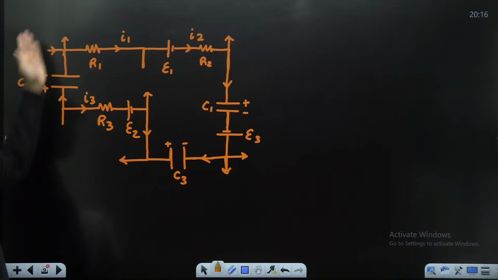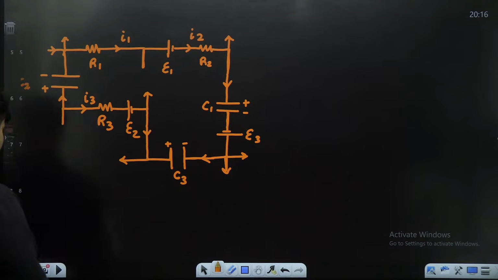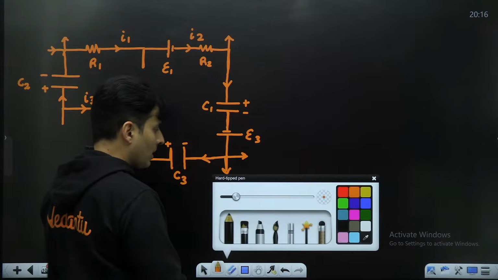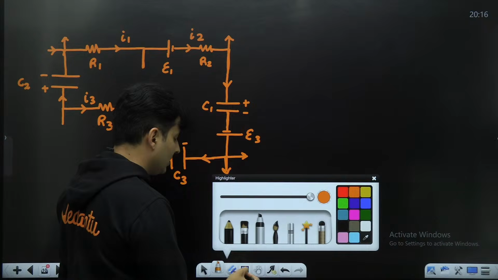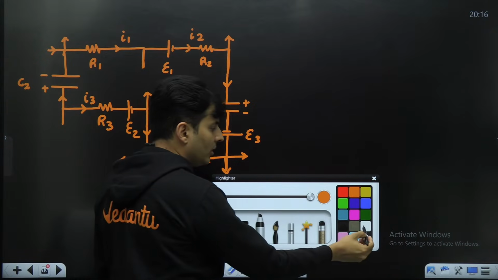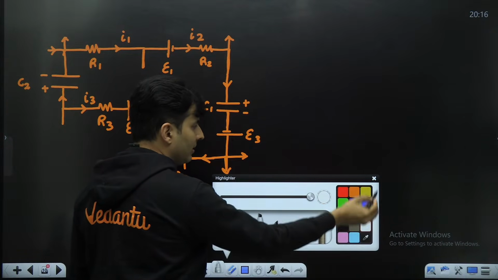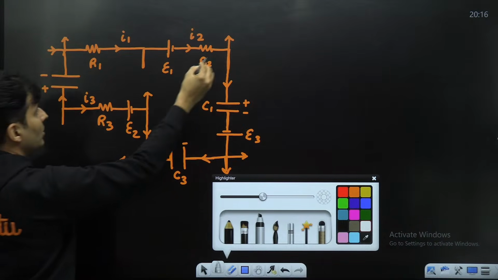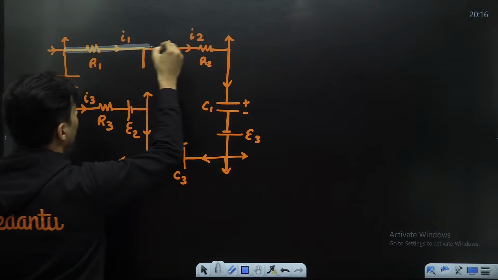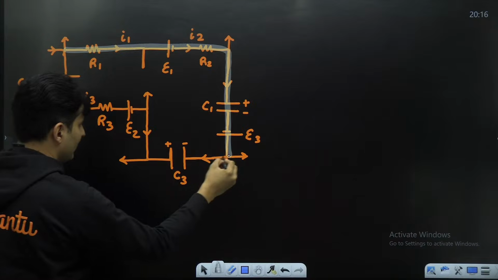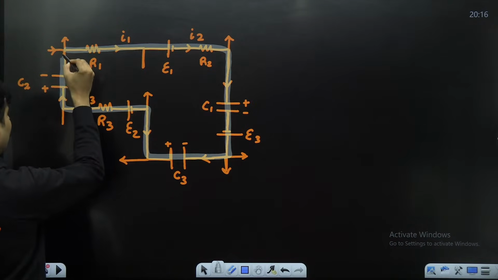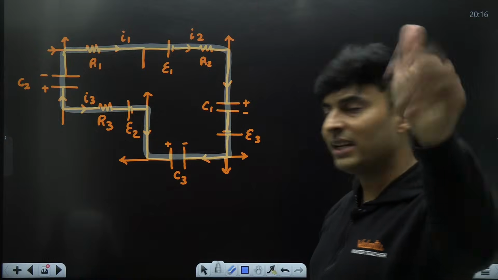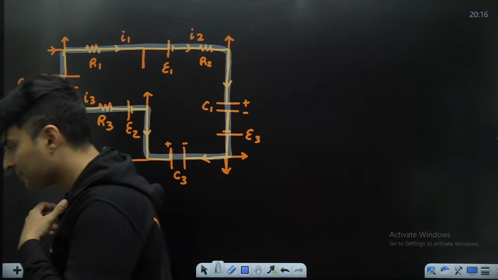Now this is my circuit, and let's say I want to apply Kirchhoff's law over here. So first decide my path. Decide the path which you are going to take. It is going to be, let's say, like this. Maybe I'm going to start off here, go like this, like this, like this, and come back. This is the path which I have chosen. Step 1 clear? You choose a path.